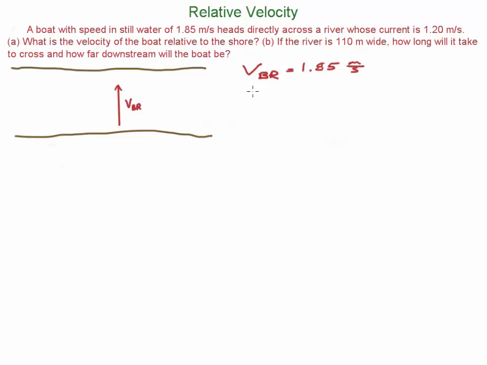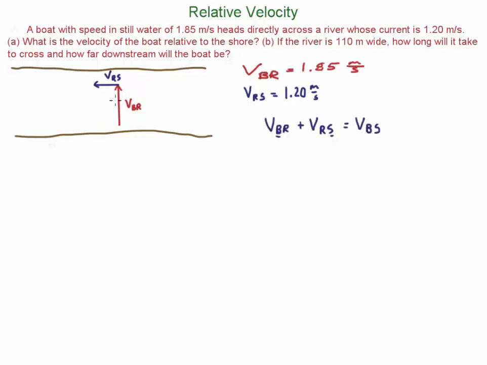Now it also says that the current is 1.20 meters per second. I'm going to write that: velocity of the river relative to the shore is 1.20 meters per second. I'm just going to make it go to the left because why not? All right, so that is the velocity of the river relative to the shore. And you notice I made it a little bit shorter because it's less in magnitude than this one. Now the vector sum of these two is going to be the velocity of the boat relative to the shore.